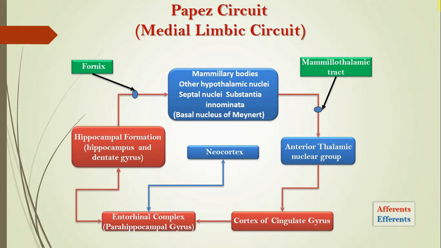In brief, you can see that the circuit revolves around the hippocampal formation, then to the fornix, then to mammillary bodies, then to the mammillothalamic tract, then to anterior thalamic nucleus, then progress through the cingulum, then the fibers go to the entorhinal cortex, and again return to the hippocampal formation.